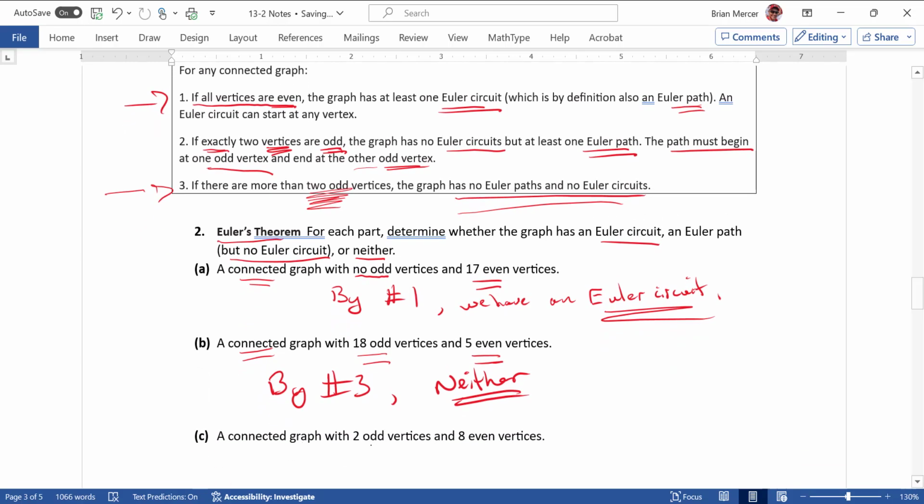And here we've got a connected graph with exactly 2 odd and 8 even. That one is number 2. So by number 2 in Euler's theorem, we have an Euler path with no circuit.